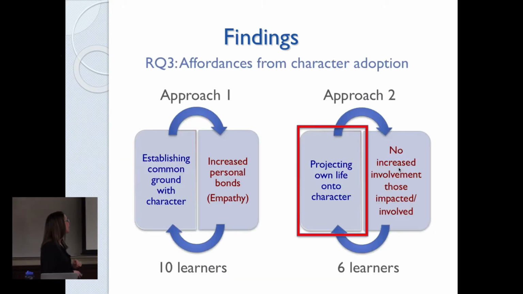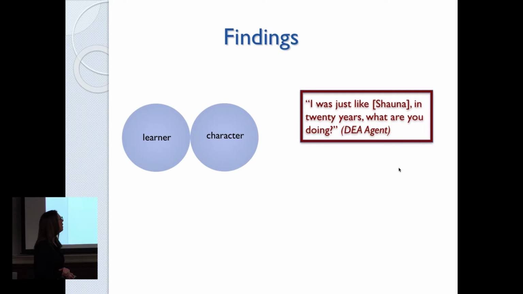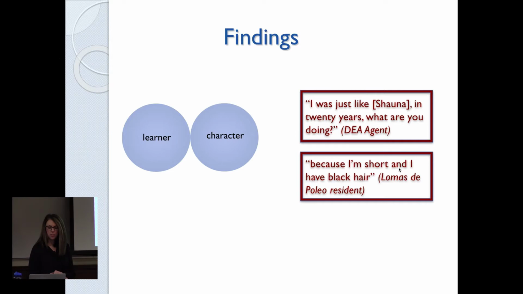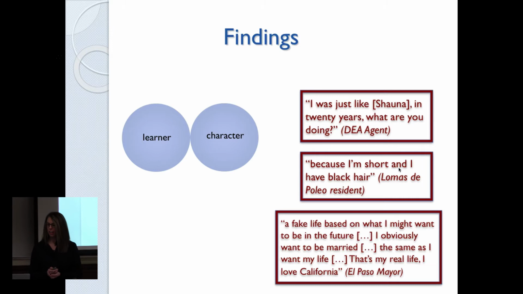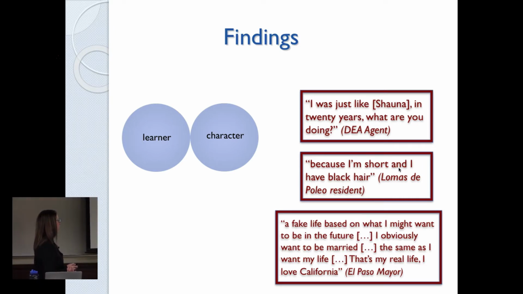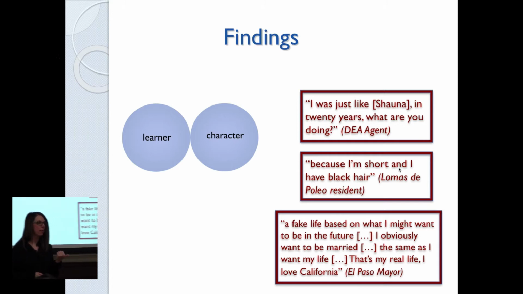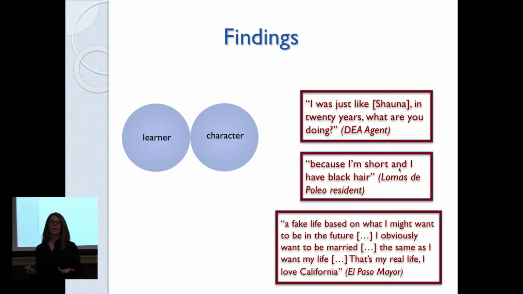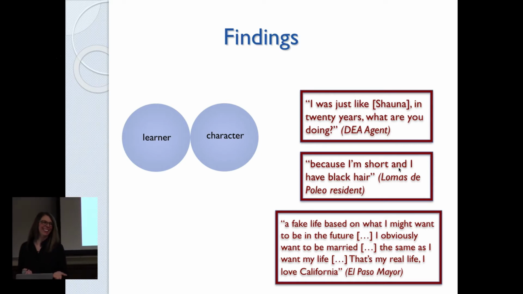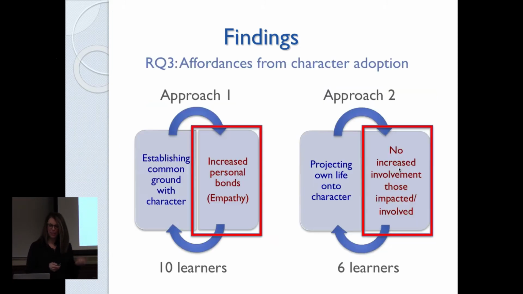The other students instead just projected their own life onto their characters. So they said things like, I was just like Shauna, where in 20 years, what are you doing, right? Another student said, because she's short and has black hair, that's what she did for her character. And one student said, it's a fake life based on what I might want in the future. Obviously, I want to be married the same as I want my life. That's my real life. I love California. So this student made her character from California, even though her character was the mayor of El Paso, Texas. So that gives you a sense of the difference, right? Just things that maybe you would change if you were thinking about that a little more critically.